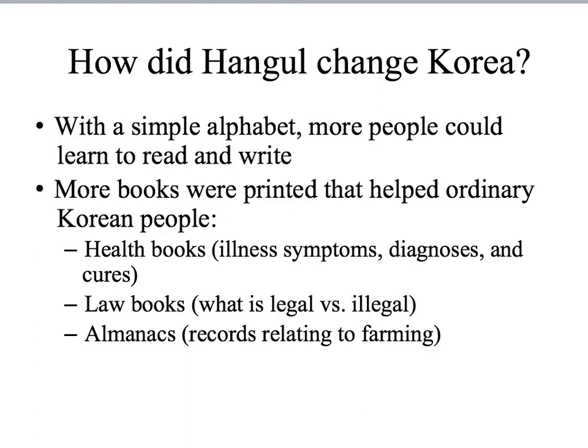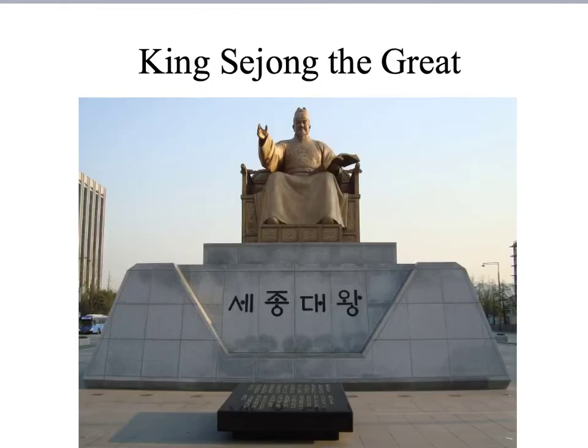Then lastly, as most people in Korea were farming, you need to record the records of when the seasons have changed in the past and when you should plant certain crops and how much rainfall there has been. In English, we call this an almanac. So here's a monument in Seoul to King Sejong the Great. Notice what he's doing in this statue.